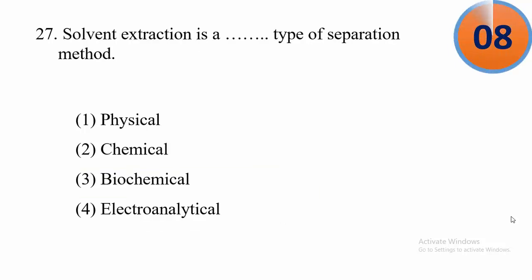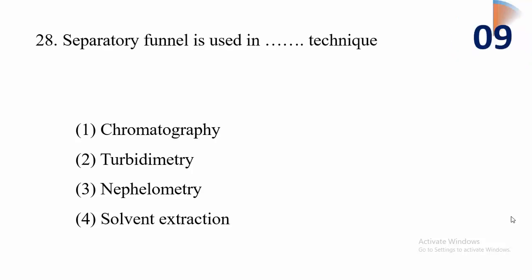Solvent extraction is a dash type of separation method: physical, chemical, biochemical, electroanalytical. It is a simple physical method, used for the separation of different types of compounds, ions, and complexes. Next question, a separatory funnel is used in the dash type of technique: chromatography, turbidimetry, nephelometry, solvent extraction.